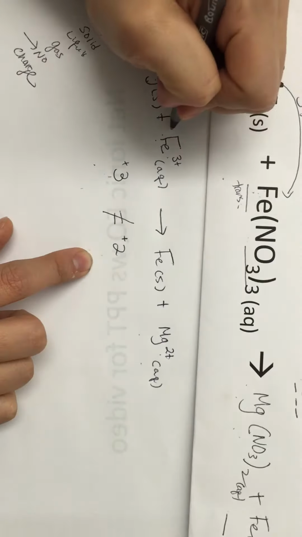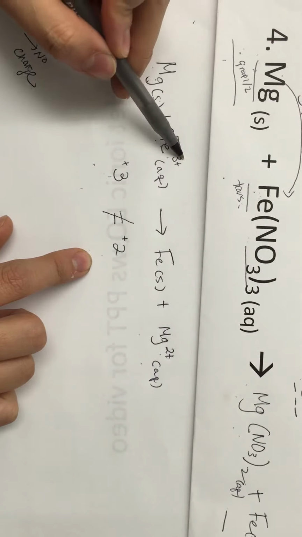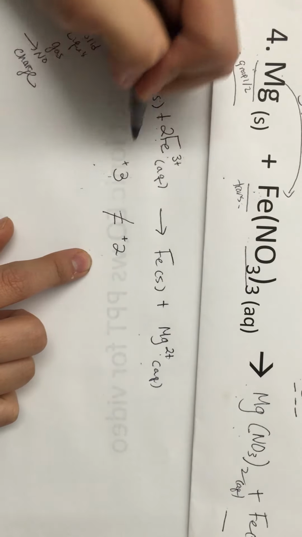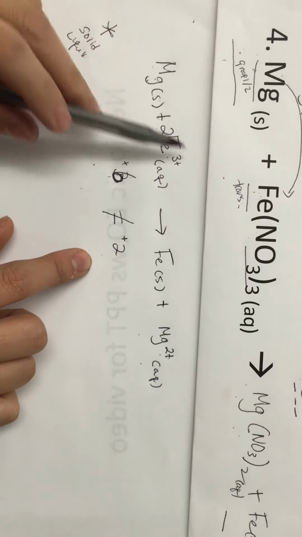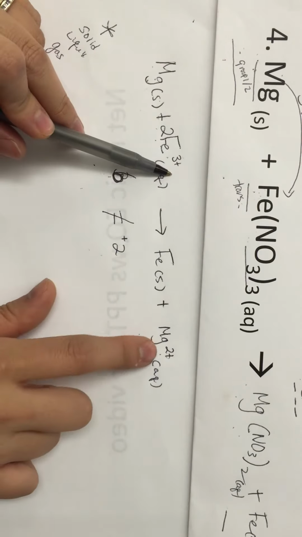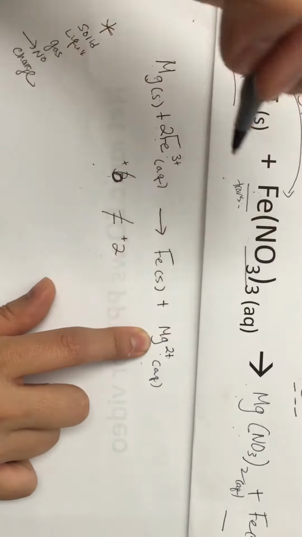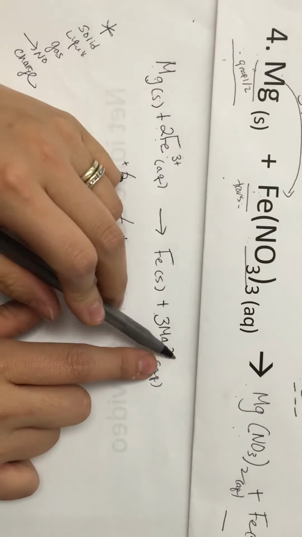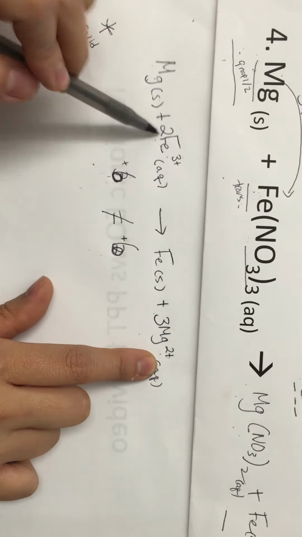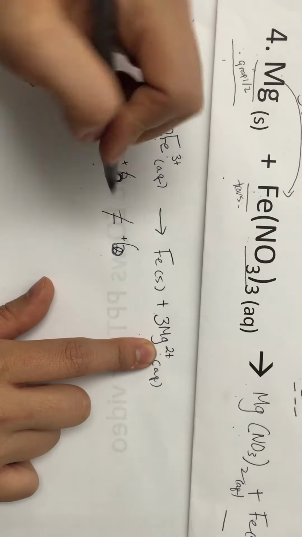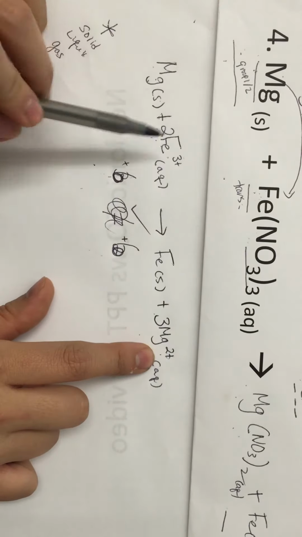Well, I need to make sure that I multiply this one by 2. Then on this side, I'm going to have a +6, right? If I do that, I want to make sure I multiply this one by 3. 3 times 2 is 6. So now I have 6 and 6 equal to each other, so I'm good to go. Whew. So these are balanced.